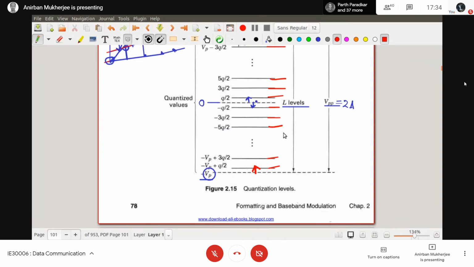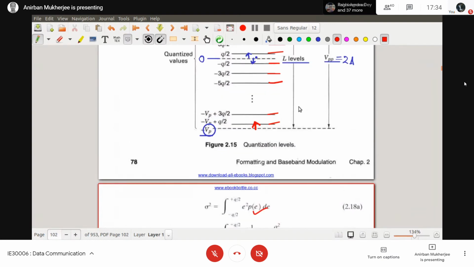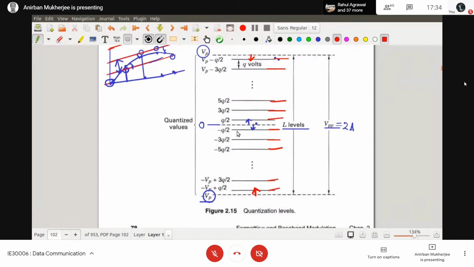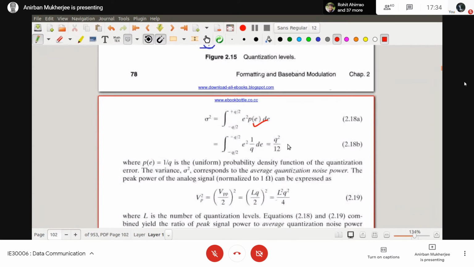Now, if you see, what is the error variance? What can be the error? It is minus q by 2 to plus q by 2. E is the error, and this is the probability and the variance, and I am assuming the error has 0 mean. I am assuming this is a uniform probability, which is 1 by q, because this is minus q by 2 to plus q by 2. That means the error can be anywhere, and I have the uniform distribution. I am assuming this for my analysis, so finally, what is my variance? Variance will be q square by 12.